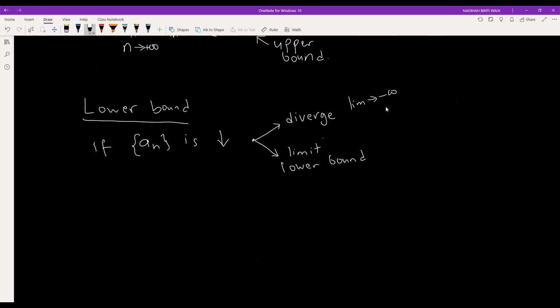All right, let's say this one. If I take a_n, all the terms are much bigger than M, and then if I take the limit as n goes to positive infinity of a_n, this is equal to L, and L is bigger than M, so M is the lower bound.